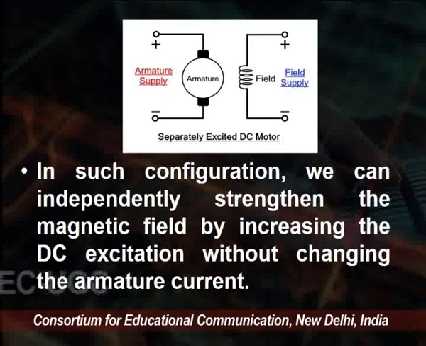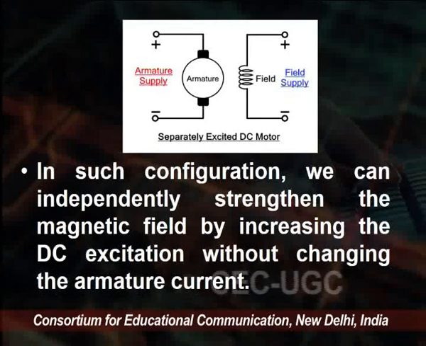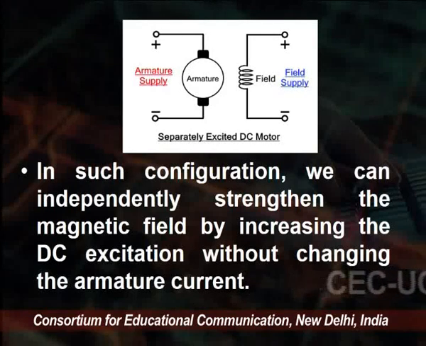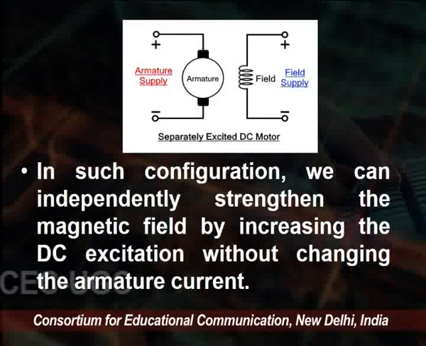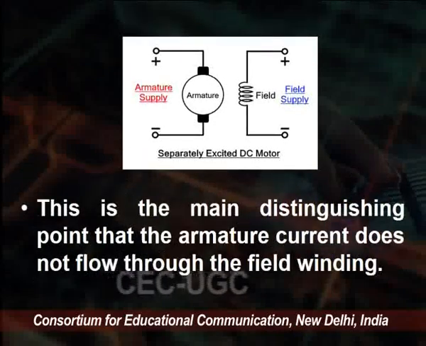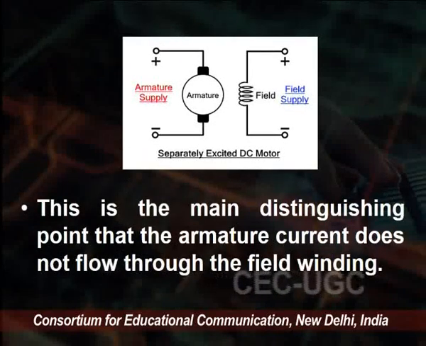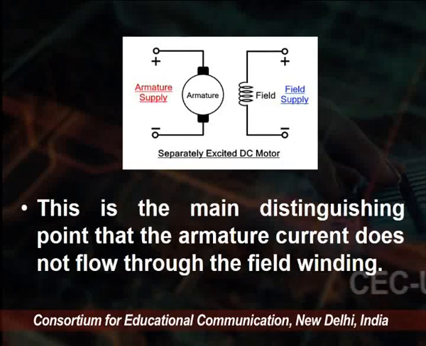Positive and negative terminals are attached, so these both are attached to separate excitation sources. That's why it is a separate excitation DC motor. Now you see, this is the main distinction: the armature current does not flow through the field winding.